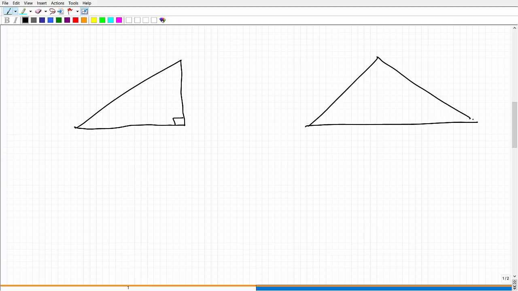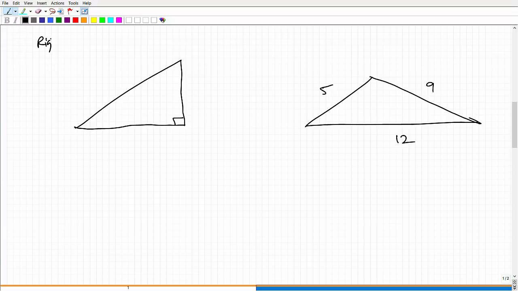Let's see here, 9. Draw a little bit better triangle. Okay. 5, 9, and 12. We'll get to this in a second. Let me go ahead and handle this one first. So this is a right triangle here, okay? Right triangle, right? Because one of the corners here is 90 degrees.